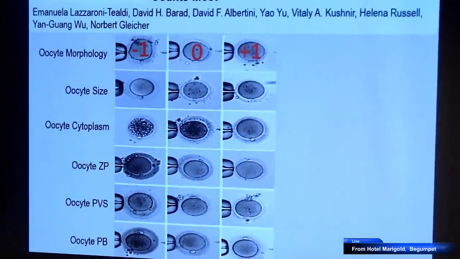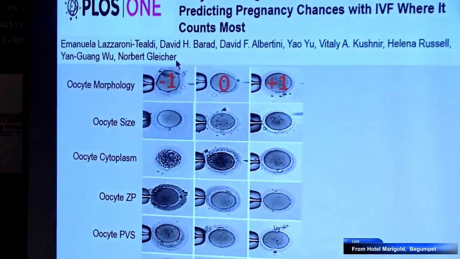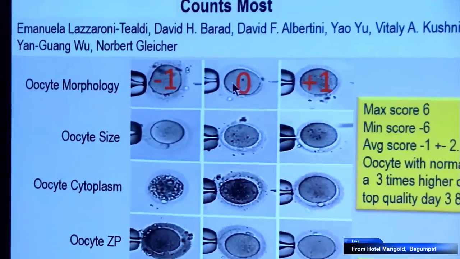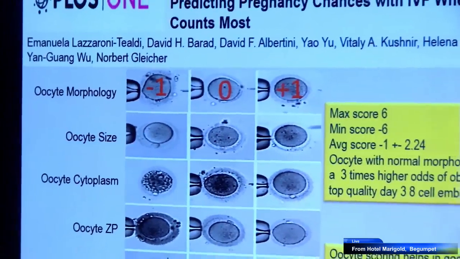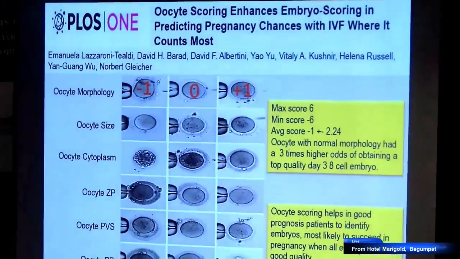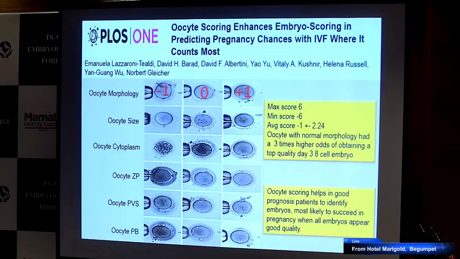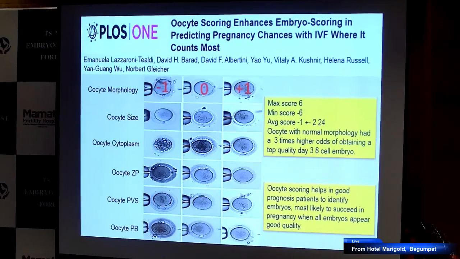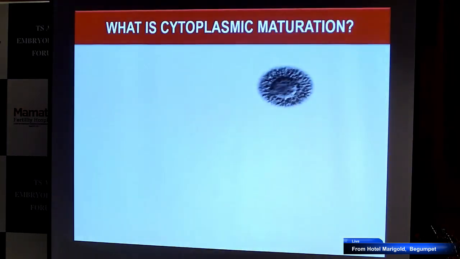Now, there are several groups that have used grading systems, grading severe dysmorphisms as -1, moderate as 0, and when there are no dysmorphisms, you can give a score like this. Gleicher's group does this routinely, and when they have graded dysmorphisms and separated the cohorts and then looked at the embryos, they found that you have at least a 3-fold rise in pregnancy outcome if you select top quality embryos coming from better quality oocytes. So definitely oocyte grading has a role to play.